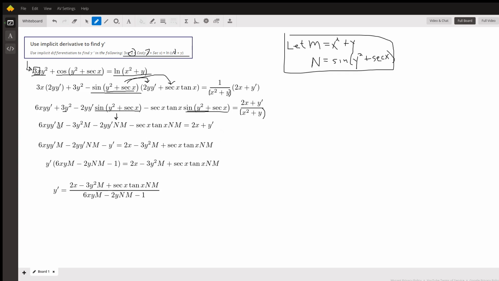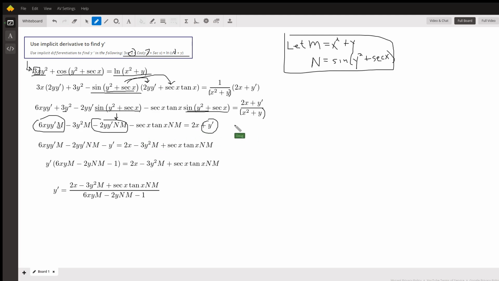And then at this point, the idea is to get all the terms containing y prime, that's this one and this one, on the same side of the equal sign, and all the other terms on the other side. So there's 1 of them, there's 2 of them, there's 3 of them, and get all the other terms not containing y prime on the other side.